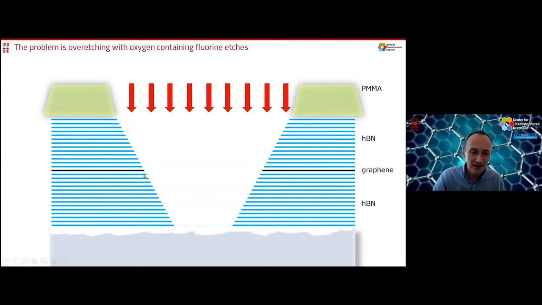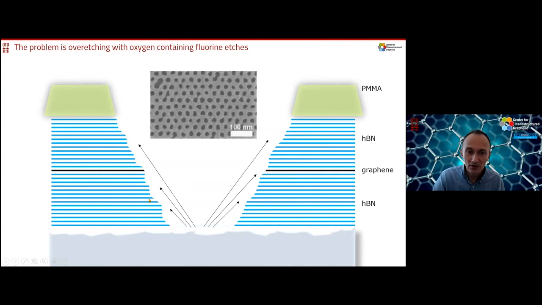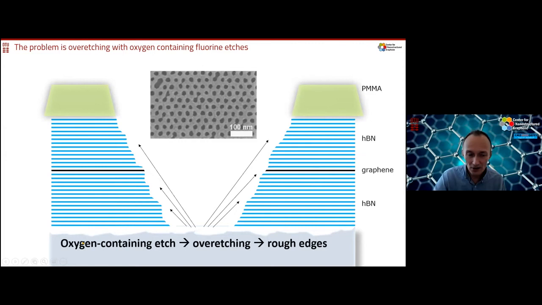And here the thing is that the backsputtering from the silicon dioxide, this is what we believe is happening, is kind of etching the sidewall of the stack and creating roughness. So whenever we tried to do it this way, we ended up with patterns that were okay, but you know, not good enough. And it's not even approaching what theorists have asked us to do. So an oxygen-containing etch is too brutal, and it ends up with rough edges.